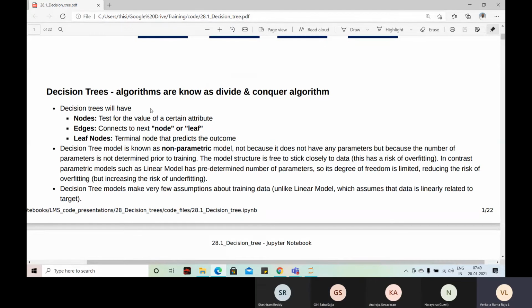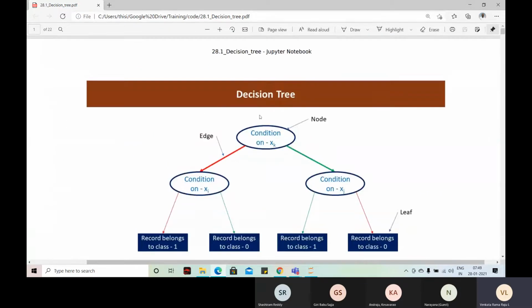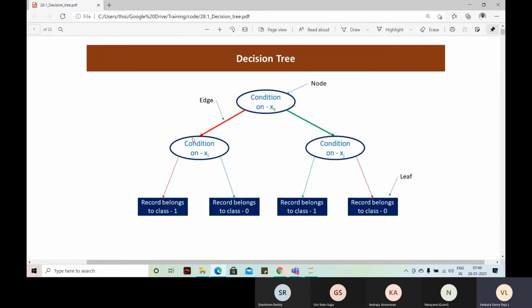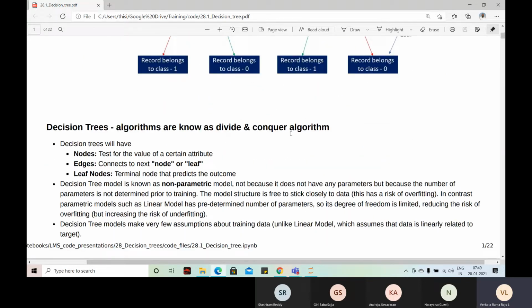So, decision tree algorithms are known as divide and conquer algorithms. We are going to split data. We take 1,000 records, split them into maybe 600 and 400. And again, based on some condition, we will split into 100 and 500. Again here 200, 300. Like that, we'll split the data. Divide and conquer is the algorithm.